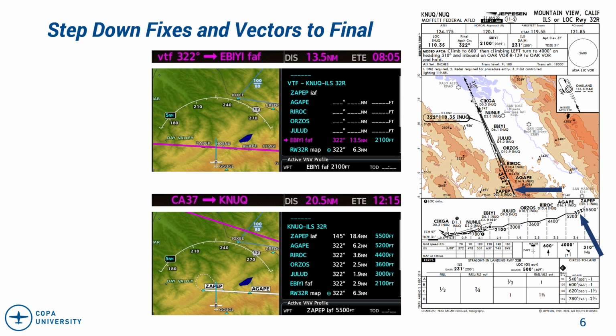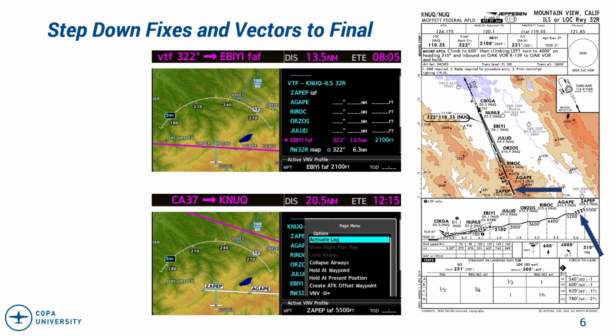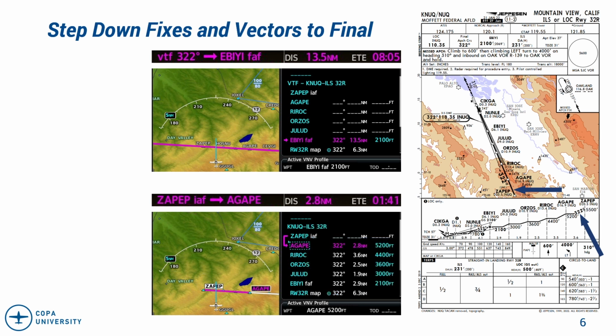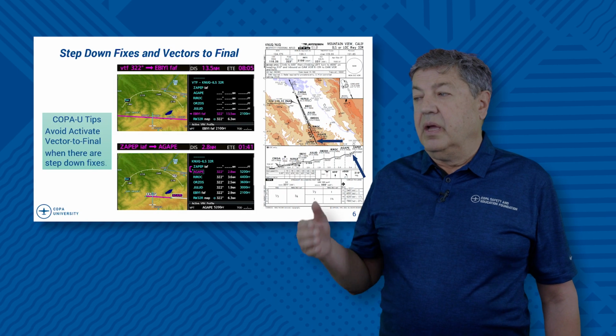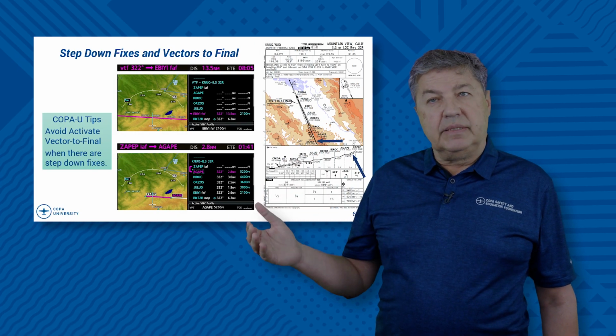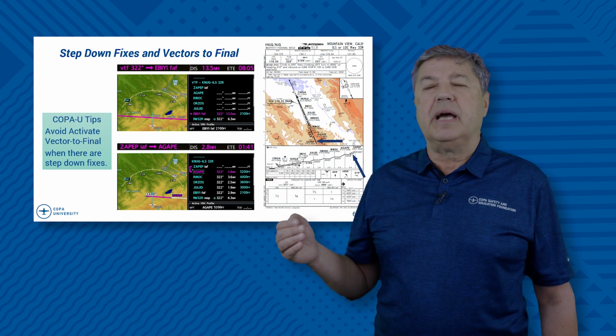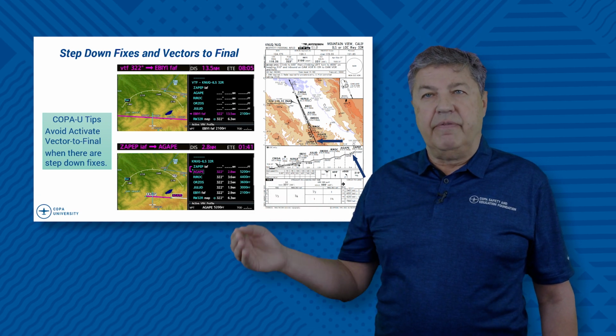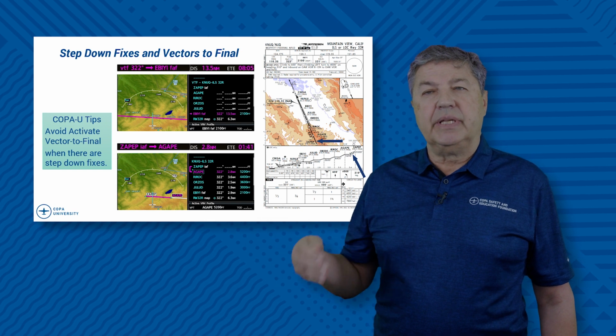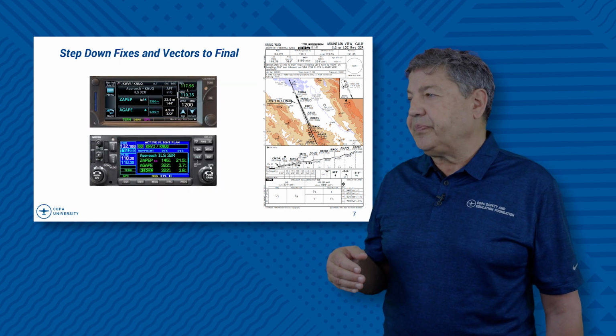All we need to do in this situation is to activate the correct leg, which would be from ZAPEP to AGAPE. Let's do that, and now you can see that we have the distance to each of the step-down fixes, and we will know when we cross it. The short version of that slide is that you may use activate vector to final, but avoid using that on approaches that have multiple step-down fixes.